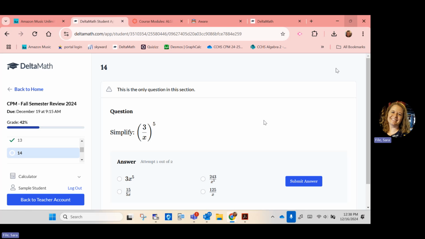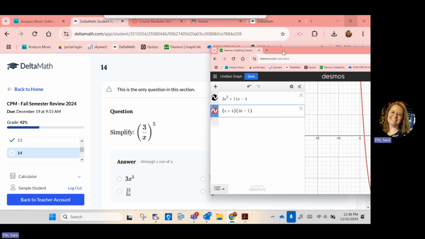All right, so here we're looking to simplify. So this is knowing exponent rules. When you've got an exponent outside parentheses, everything inside the parentheses is being raised to that power. So the numerator, the 3, is being raised to the 5th power, and the denominator x is being raised to the 5th power.